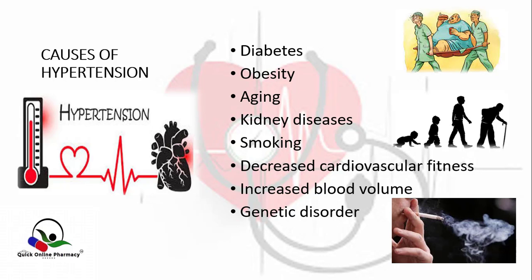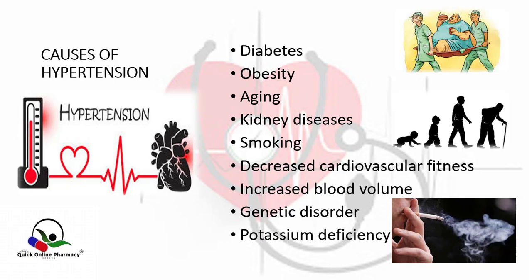Genetic disorder. Hypertension is not only acquired, but it can also be genetically acquired by an individual, from parents to children. When you look at the causes of hypertension, they are divided into primary and secondary. So genetic falls under primary causes. Hypertension can be inherited from parents to children.